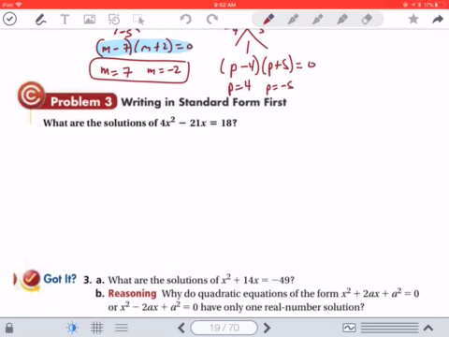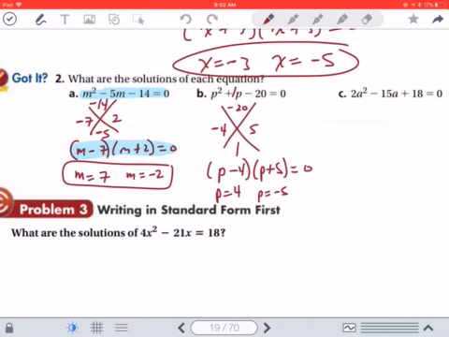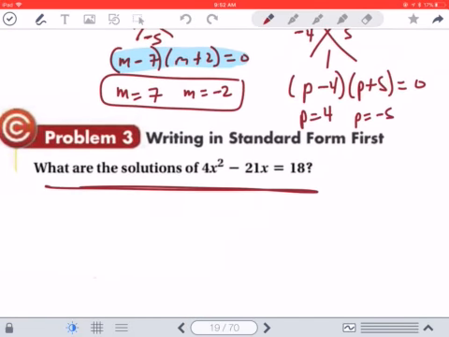Talk about part C. Let's see here if there's another problem like this. Yeah, here's what we'll do. I will do this one, problem 3, and then I want you guys to try C on your own. So what are the solutions for 4x squared minus 21x equals 18?